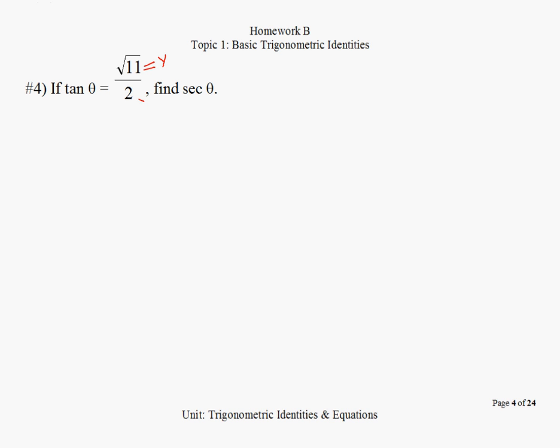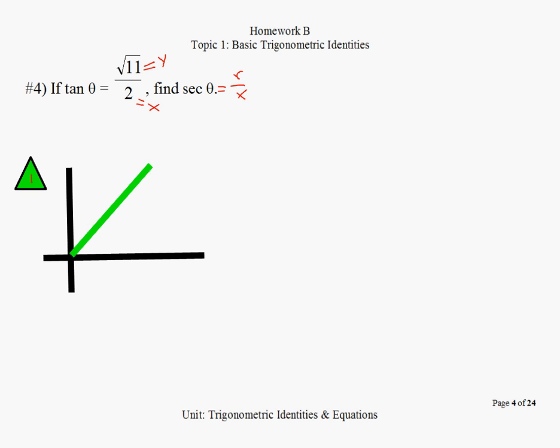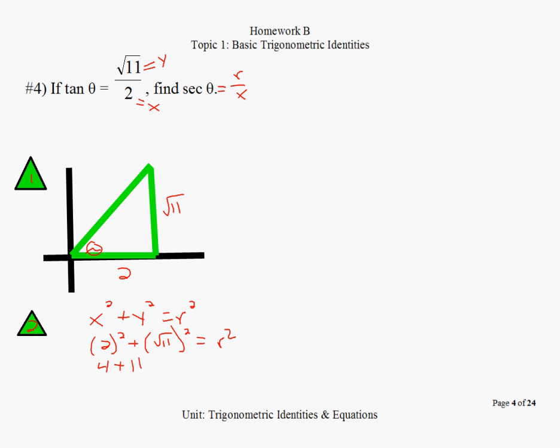Number 4, tangent of theta. Tangent's y over x. Trying to find secant, which is r over x. Once again, we don't know what r is, so draw a right triangle in quadrant 1, because the direction said it was in quadrant 1. Figure out what r is, use the Pythagorean theorem. 2 squared is 4, square root of 11 squared is 11. So we're going to get r squared is 15, so r is plus or minus the square root of 15. R is always the radius, which is positive, so it's positive square root of 15. Secant, which is r over x, is going to be square root of 15 over 2.